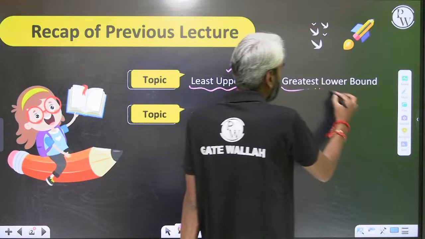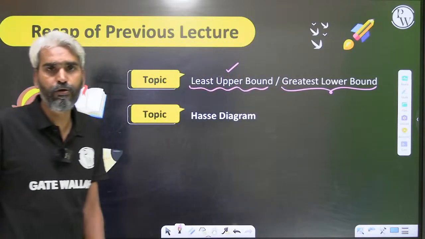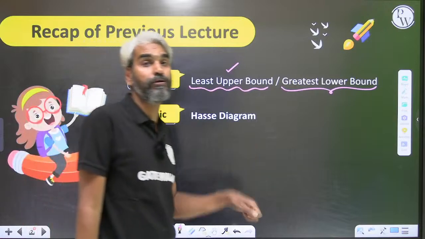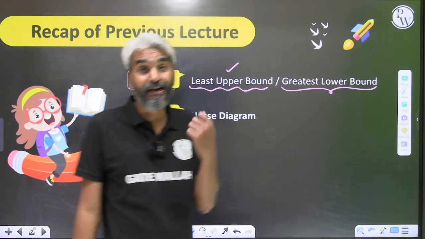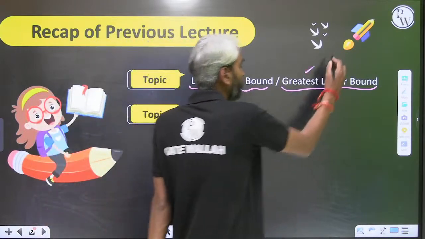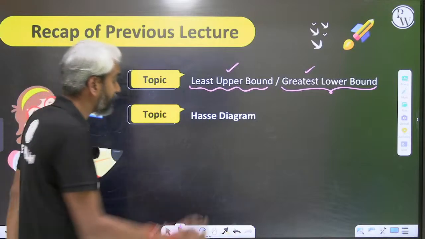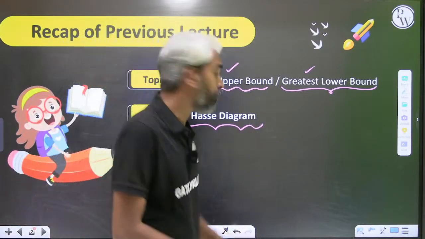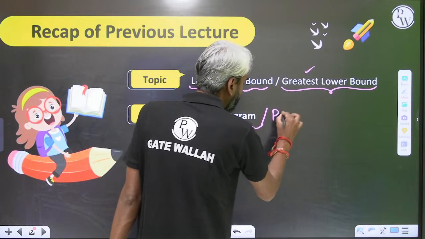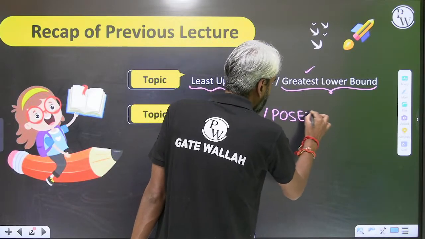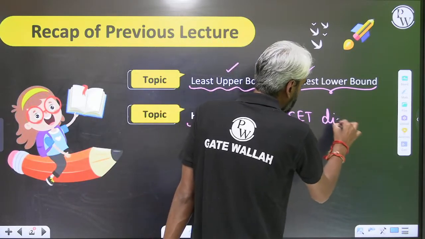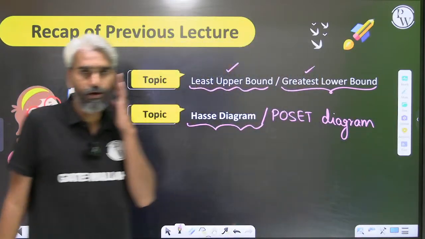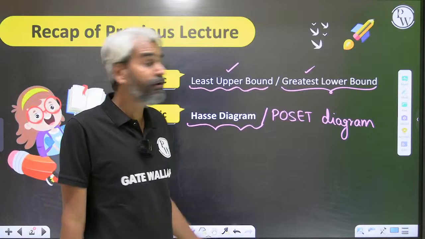Similarly, greatest lower bound. Just like upper bound, we will look at the lower bound. There must be an element which is on the lower side of A as well as on the lower side of B, and that should be the greatest one. So it will become the greatest lower bound. Apart from that, in the last class, we introduced the concept of the Hasse diagram, which is also known as a poset diagram. Why do we call it a poset diagram? Because it is created for a poset. A poset diagram or Hasse diagram is generally constructed for a poset.